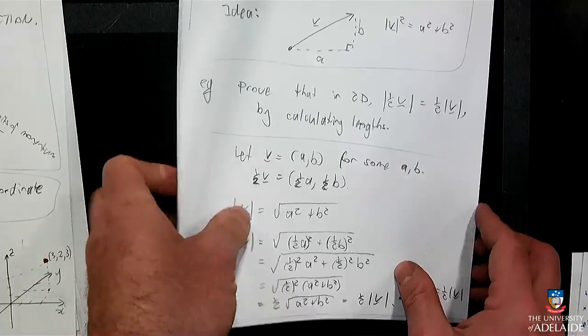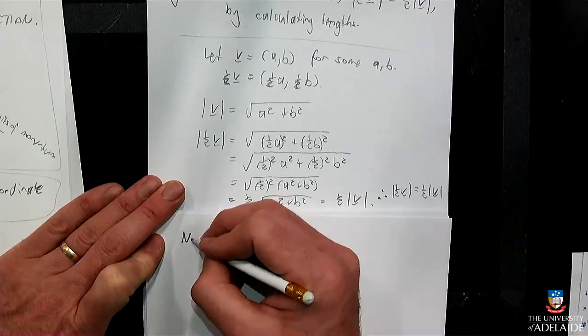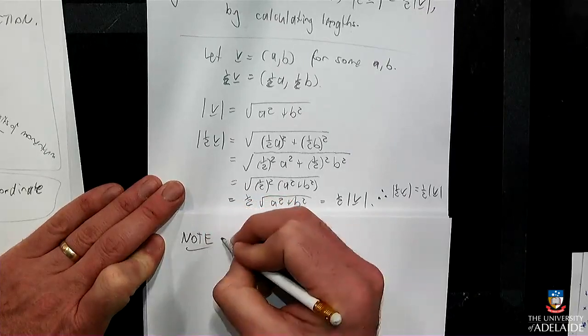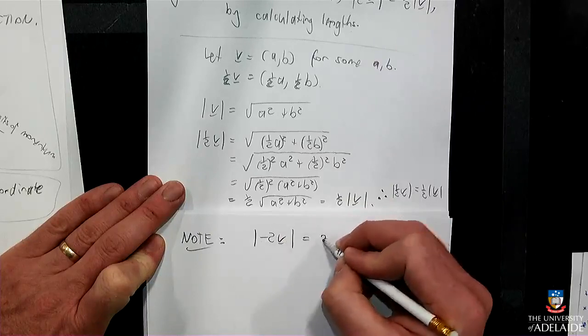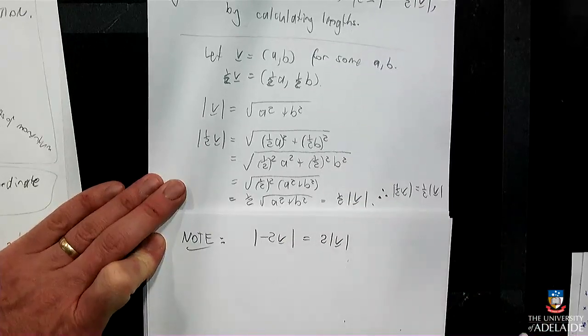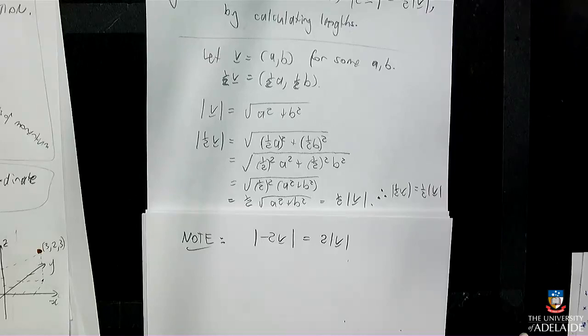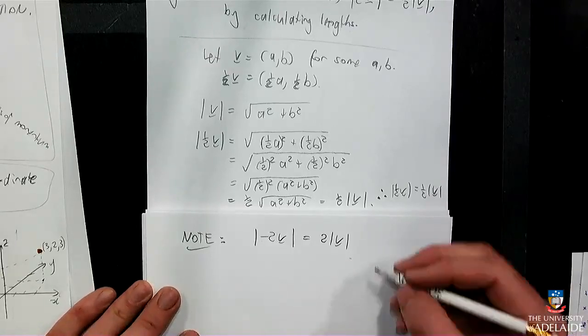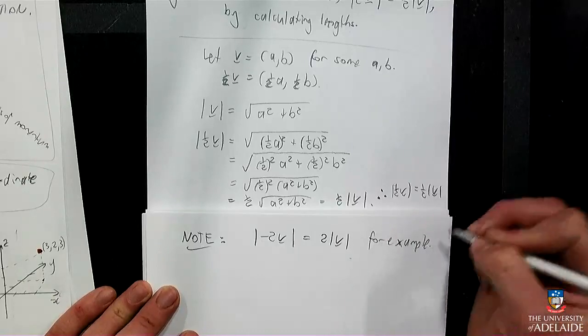So I'm just going to put a note here. Note: the length of, like, minus 2V is actually just 2 times the length of V. Not minus 2, because the length can't be negative. So it wipes out negatives.